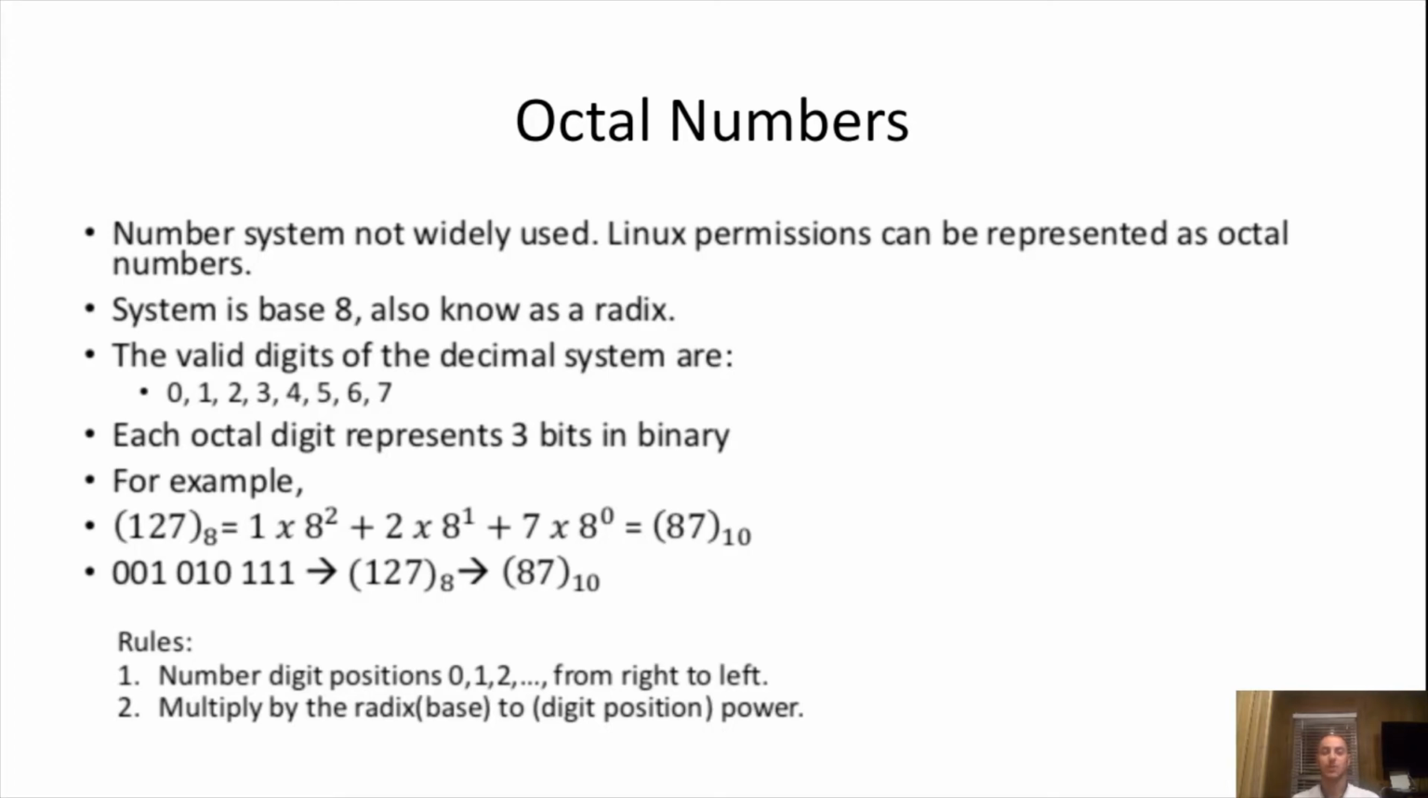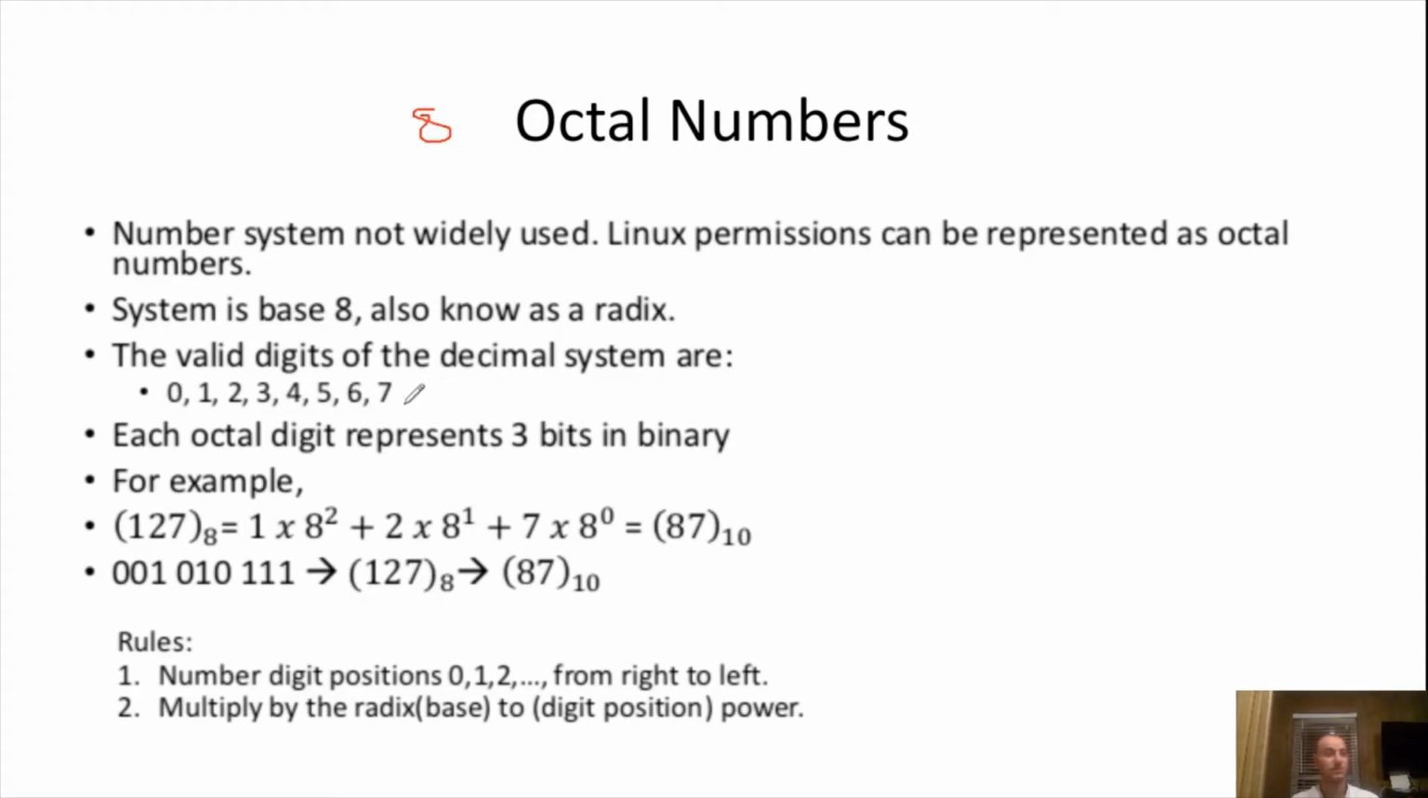Here we're gonna see the octal numbers. There is nothing really new about this. This is just a different base, and that's gonna be base 8. So this is used in some cases. One example is like Linux permissions that are using octal numbers. The digits for base 8 are gonna be obviously 0 to 7.